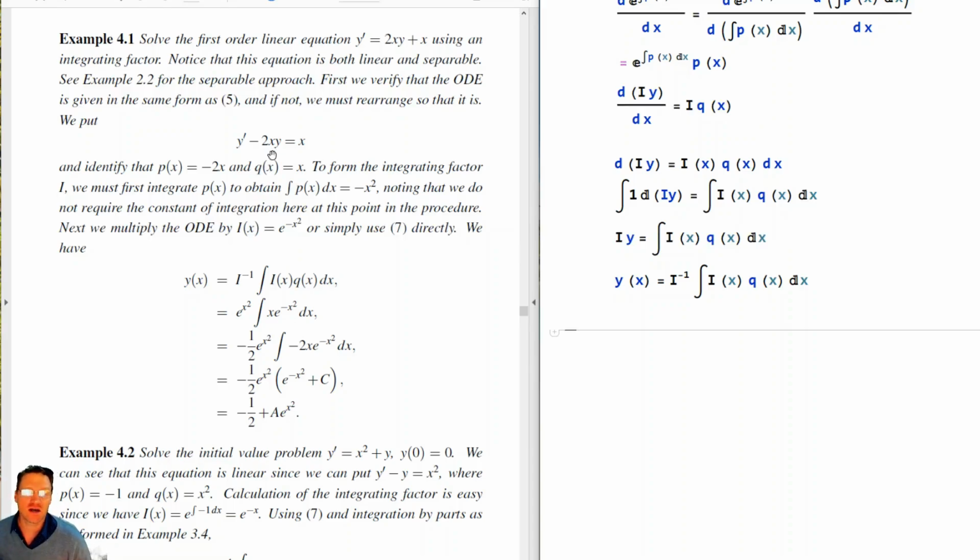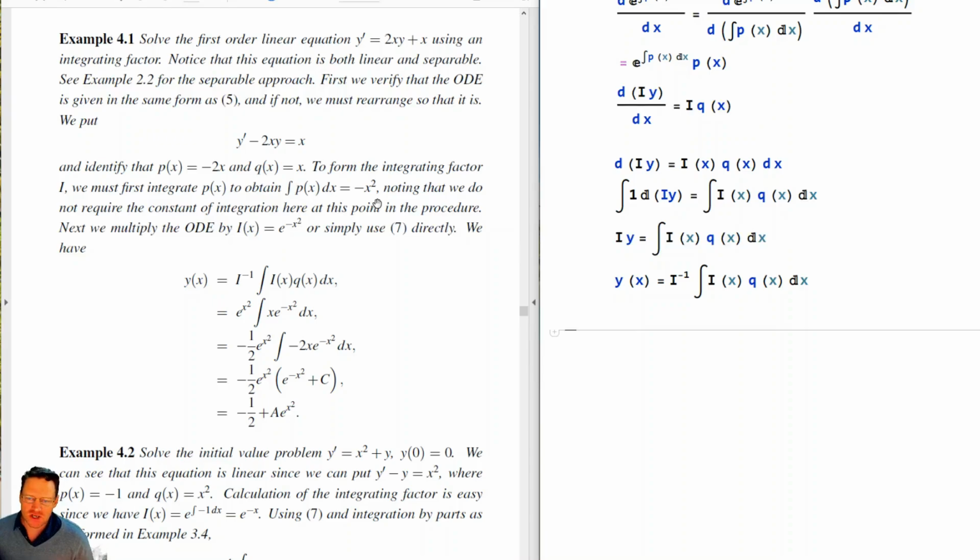And then we've got to recognize our p of x and our q of x. So here we see that p of x is minus 2x and q of x is just x. So now we need to integrate p of x, which is to integrate minus 2x with respect to x, and we get minus x squared. And you can obviously just check by differentiating minus x squared. When you do so, the 2 comes down and you have minus 2x. Okay, now our integrating factor is e to the power of that, or e to the minus x squared, so we let that be I.